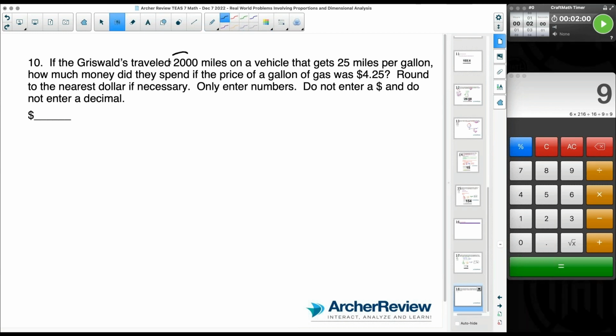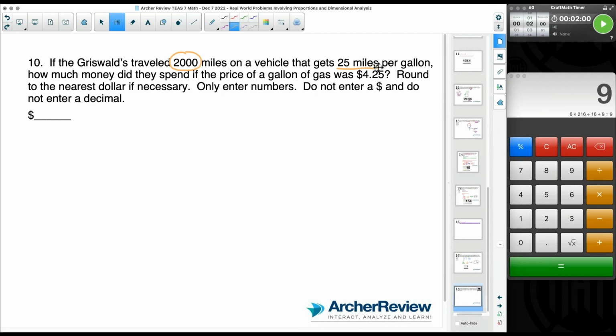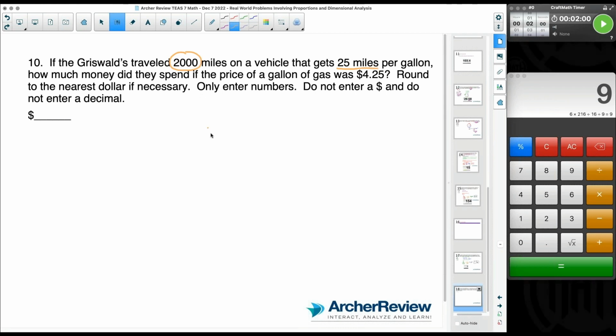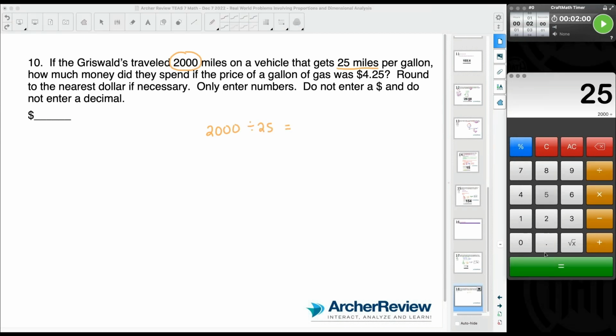The family traveled, and I'll show you dimensional analysis too, right here in a moment. But the family traveled 2,000 miles, and their vehicle will get 25 miles per gallon. What we can do with those two numbers, if we take the 2,000 and we divide it by 25, 2,000 divided by 25, so we get 80.